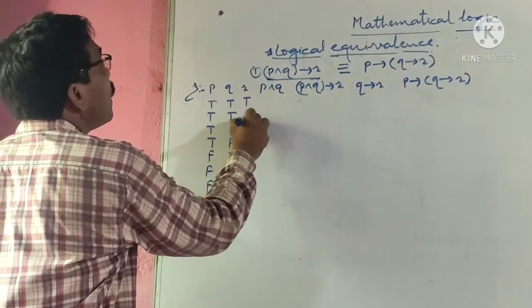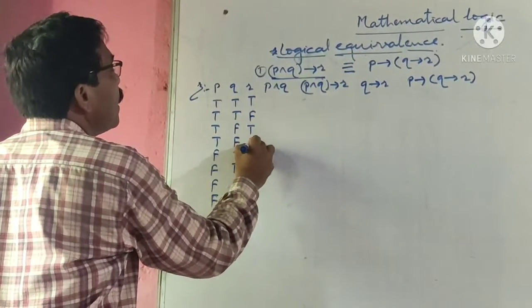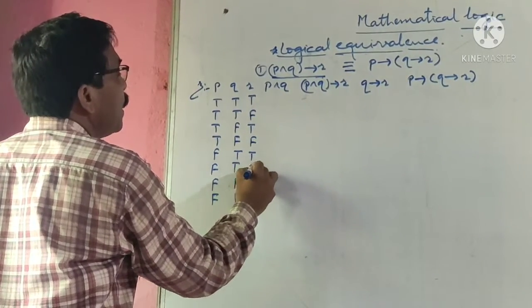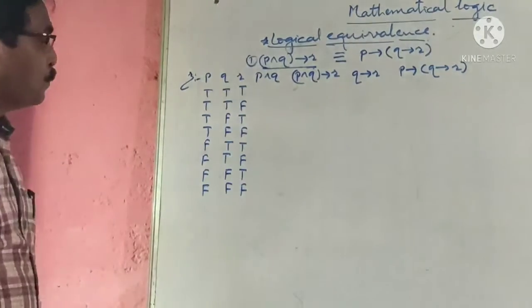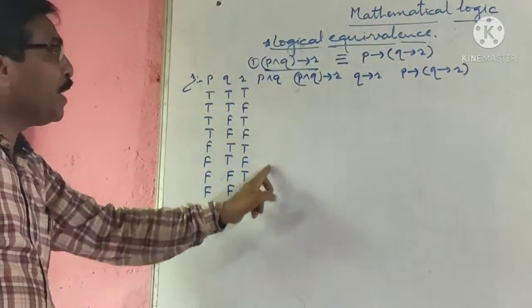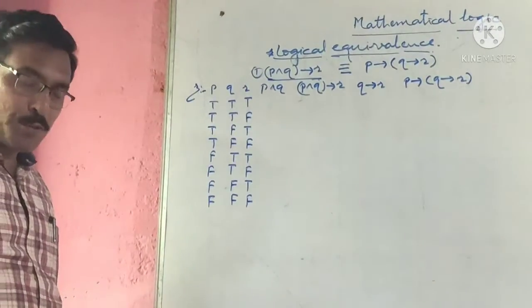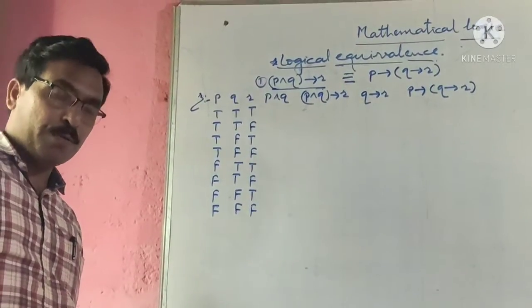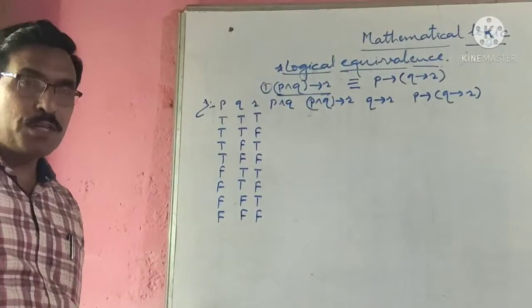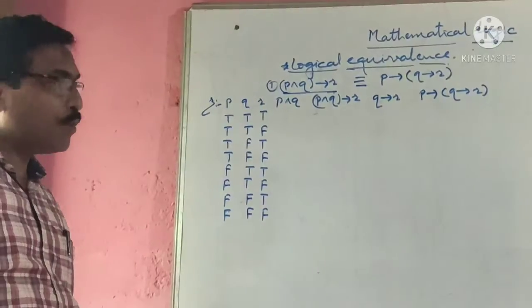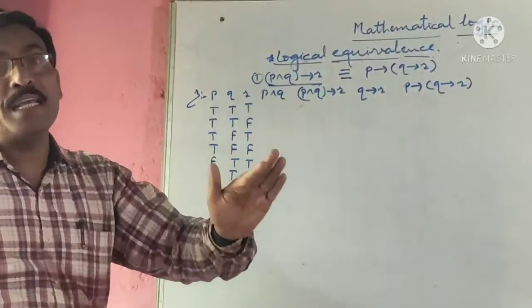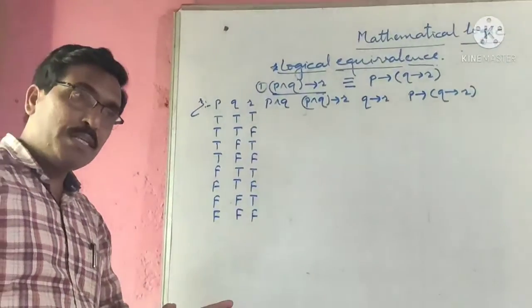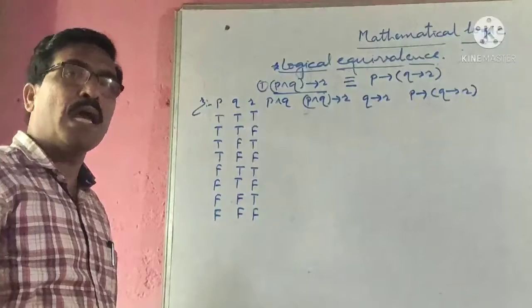T, F, T, F, T, F, T, F. Now we have to prepare P and Q. P and Q means what? Conjunction of P and Q. Now remind what is in conjunction. When we have T and T, then it is T. Otherwise, in all the remaining three cases, we have F.